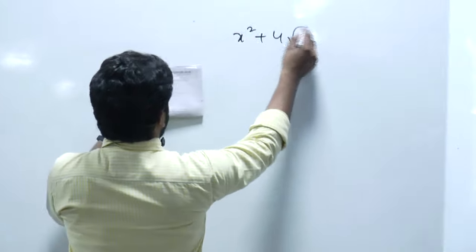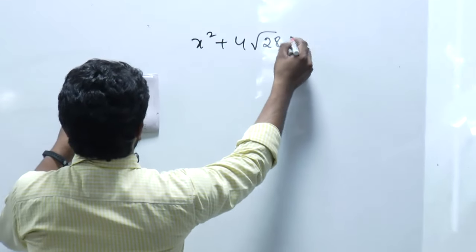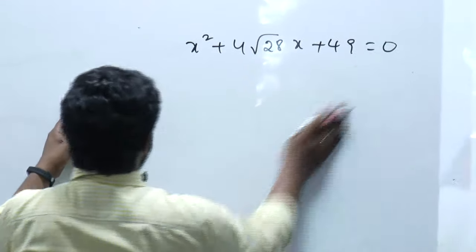You'll have to verify it. 4 root 28x plus 49 is equal to 0.